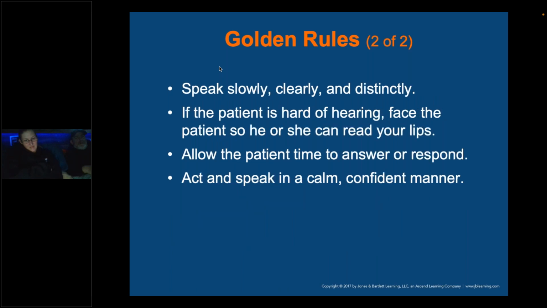Speak slowly, clearly, distinctly. Allow the patient to understand what you are saying. If you think you are speaking too fast, slow down. If the patient says, hey, can you slow down? Then slow down your responses. Give the patient some time to answer.